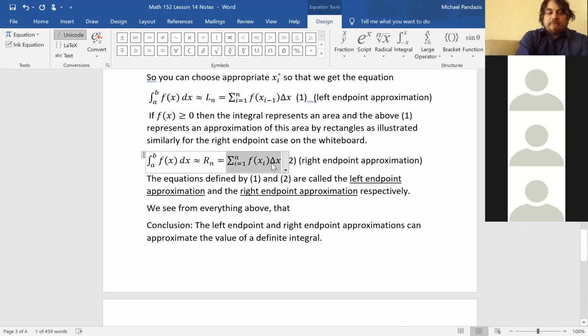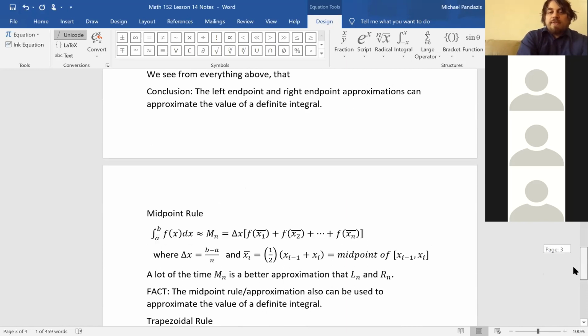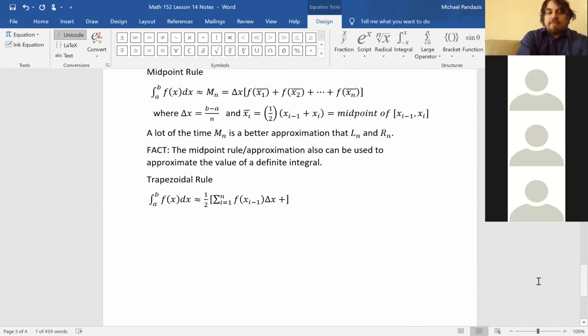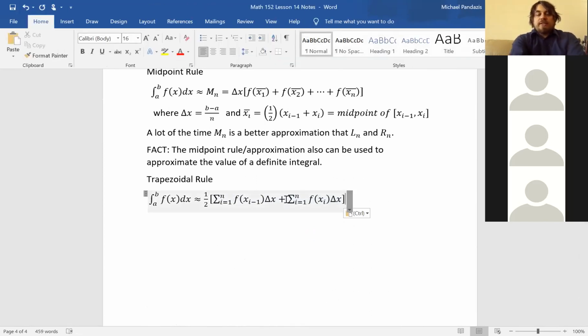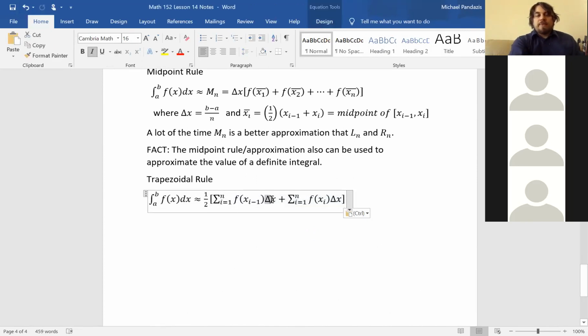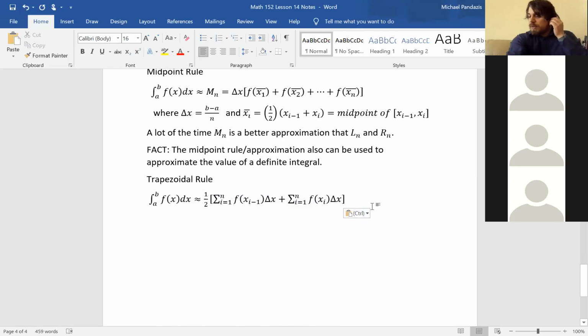Add to that the right endpoint approximation, and then multiply by 1/2. You can find the average of the left and right endpoint approximations. If you do that, that's another approximation. It's called the trapezoidal rule. So this is just the average of the left endpoint approximation, the left sum, and the right sum, which is the right endpoint approximation. Let's do some algebra to simplify this expression.